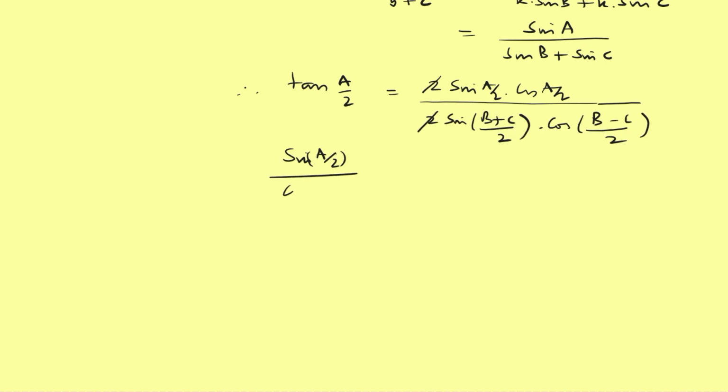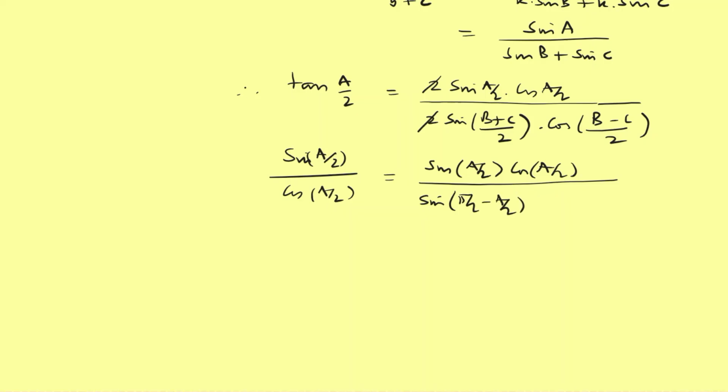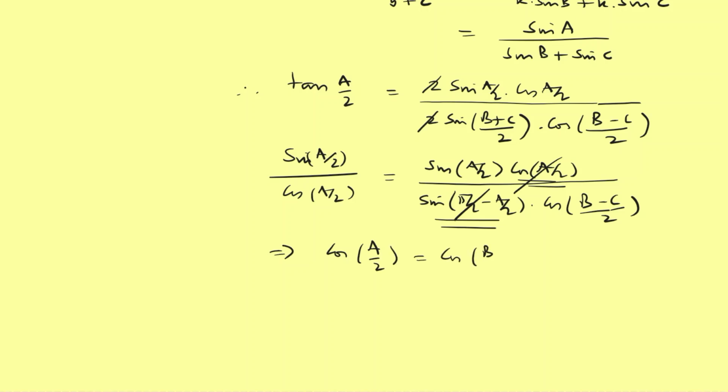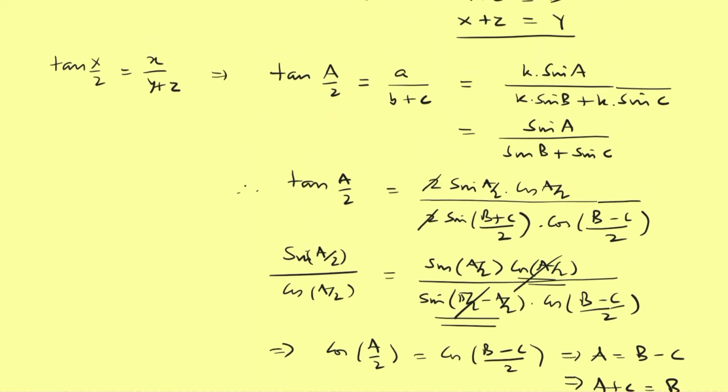Now writing tan A by 2 also as sine A by 2 upon cos A by 2, we can see sine A by 2 gets cancelled out, and further on the right hand side we can see that cos A by 2 is there in the numerator, and we have sine of B plus C by 2 in the denominator. Both are equal, since B plus C by 2 is equal to 90 minus A by 2. So sine of 90 minus A by 2 means cos A by 2, and that's why it gets cancelled out from the numerator also. Now in the given expression, sine A by 2 is then there in the numerator on both sides, so the denominators must be equal. Hence cos A by 2 is equal to cos of B minus C by 2, which means A is equal to B minus C, and hence A plus C is equal to B.